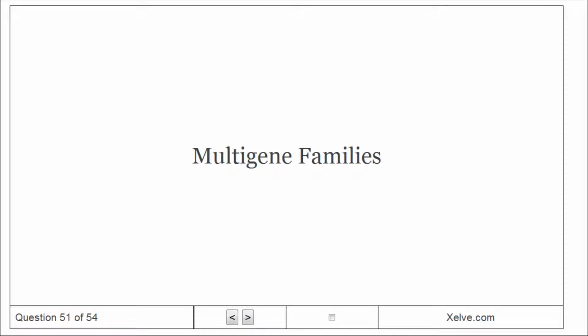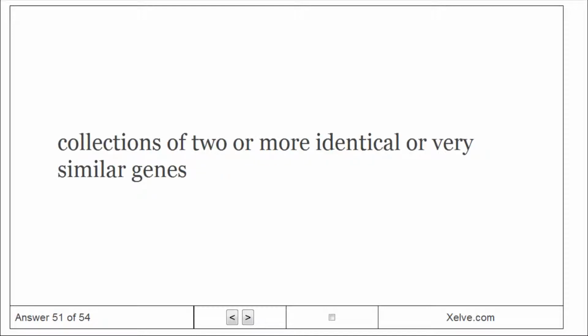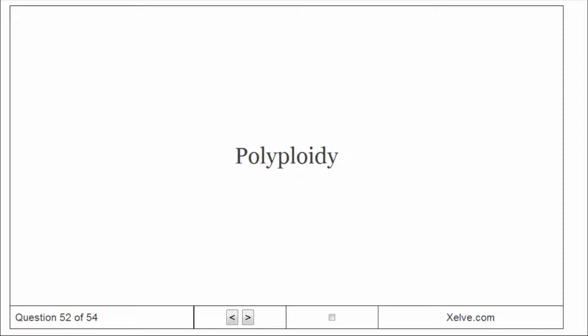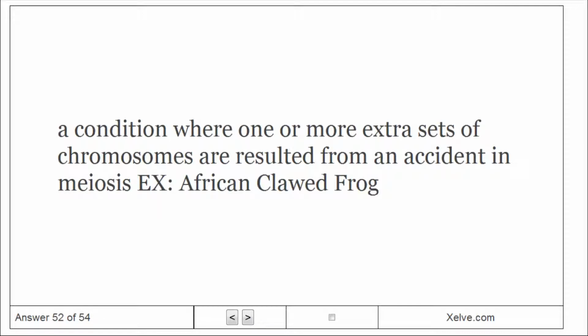Multigene families. Collections of 2 or more identical or very similar genes. Polyploidy. A condition where one or more extra sets of chromosomes result from an accident in meiosis. African clawed frog.